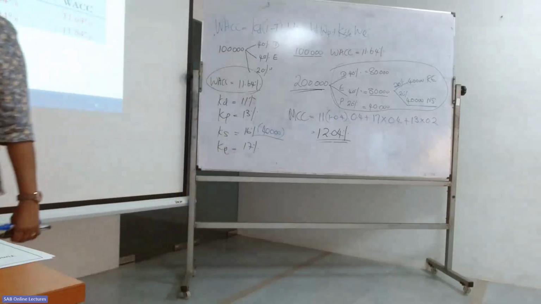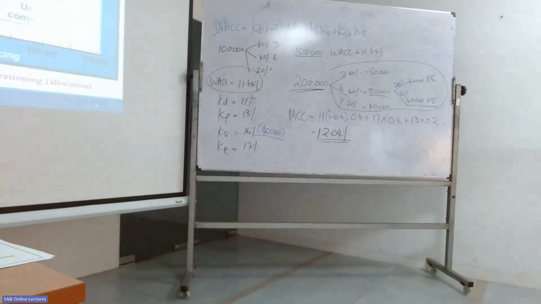So we can present this one graphically like this, as I previously mentioned. Up to 100,000, WACC and MCC are both the same.